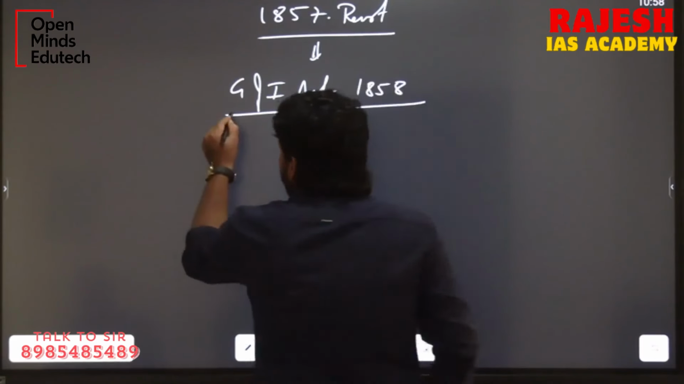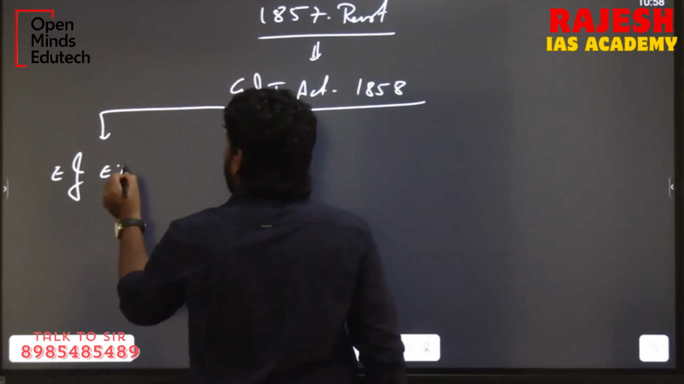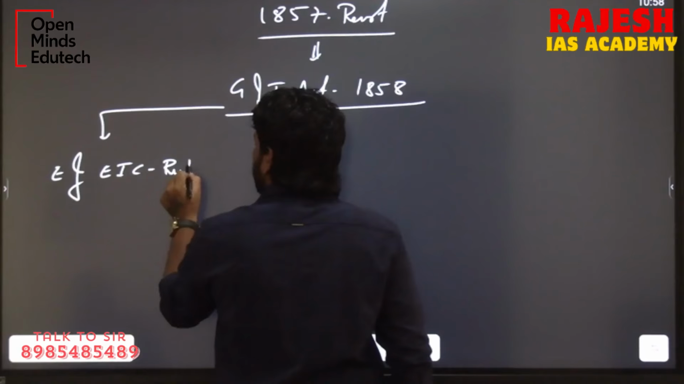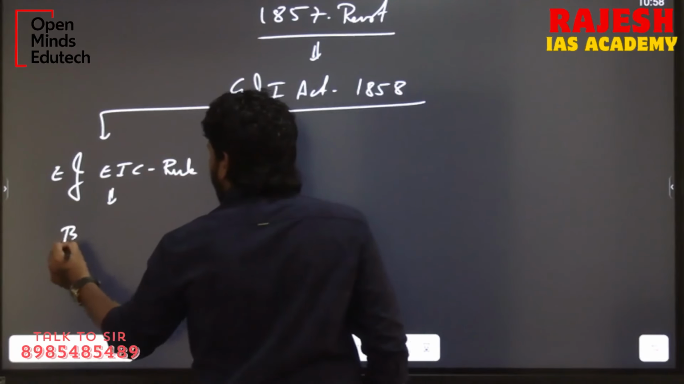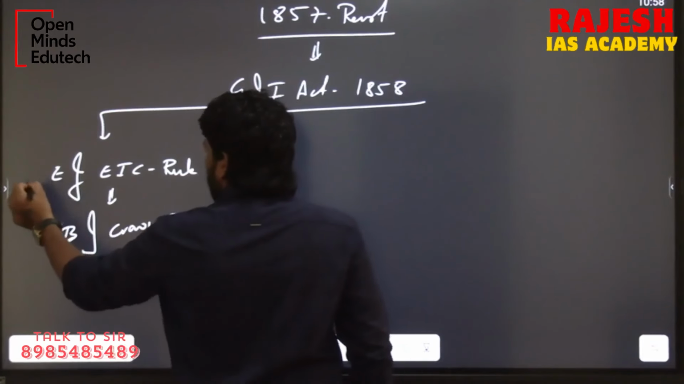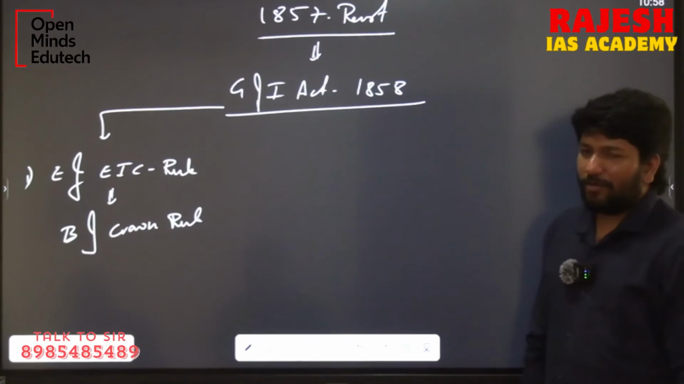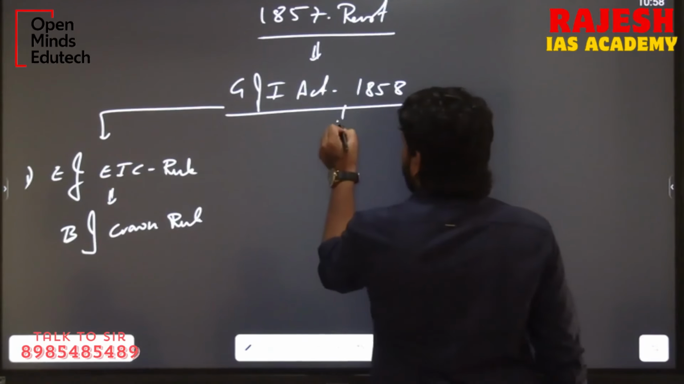Okay, what are the main changes that happened? End of EIC rule. Beginning of crown rule. This is only a change of name, right? Change of name only.